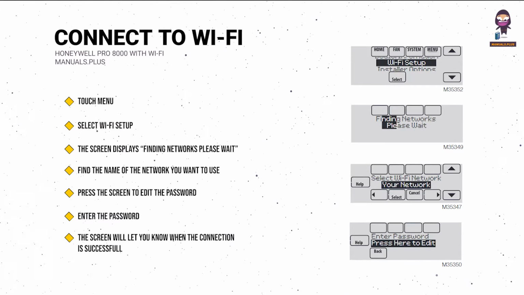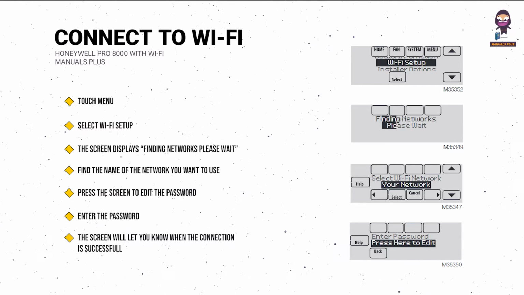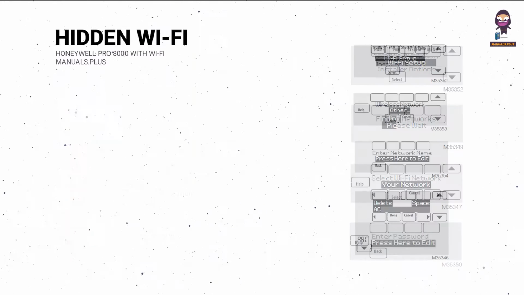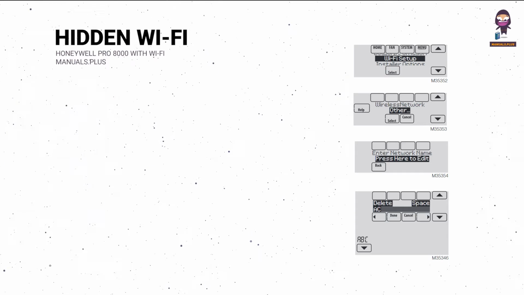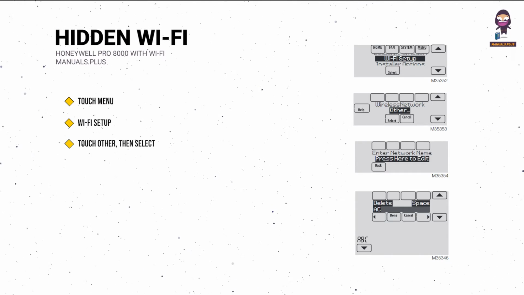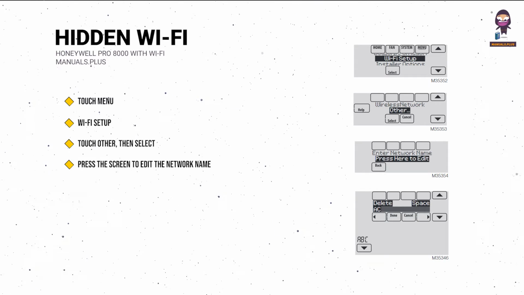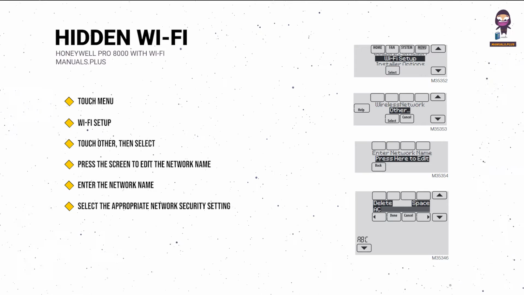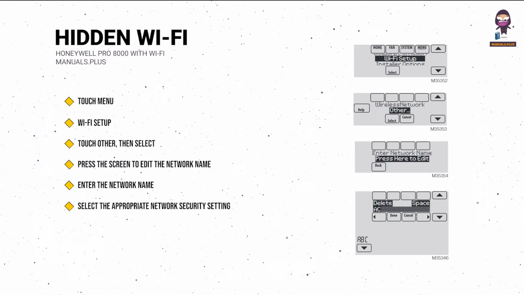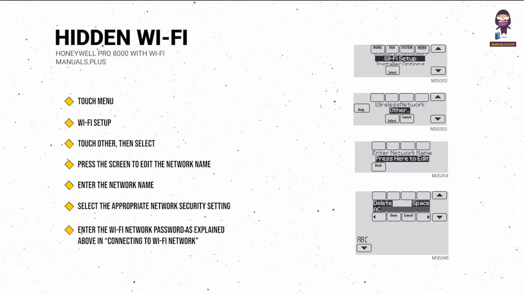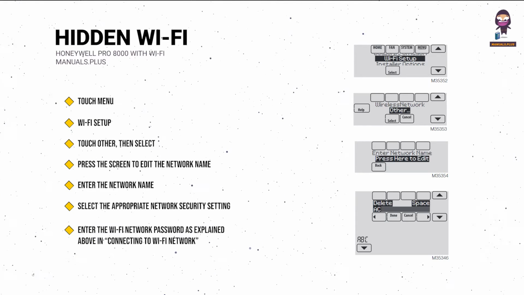If you want remote access to the thermostat, you must set up an account at mytotalconnectcomfort.com and add the thermostat to the account. Connect to a hidden Wi-Fi network, touch menu, then Wi-Fi setup. Touch other, then select. When prompted, press the screen to edit the network name. Enter the network name. Select the appropriate network security setting, then press select. Enter the Wi-Fi network password as explained above in connecting to Wi-Fi network, step 6.